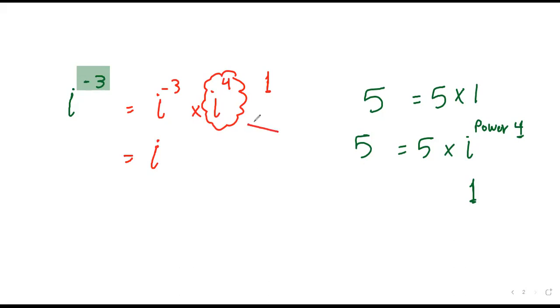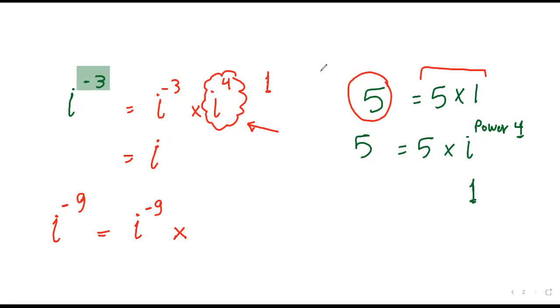So what I did again, I multiplied the i with the negative power by 1. Okay? So if I have i to the power of negative, let's say, negative 9, how can we deal with it? Just write it again. It's i to the power of negative 9, and multiply it by 1. Because as you know, 5 is the same as 5 times 1. So we are going to multiply it by 1.